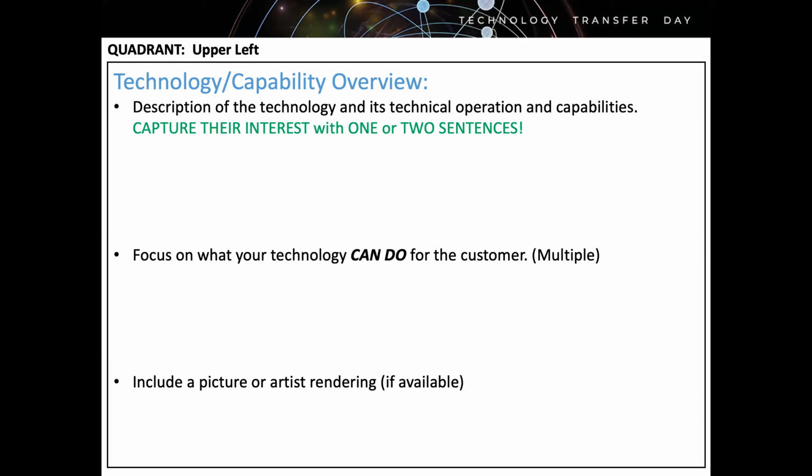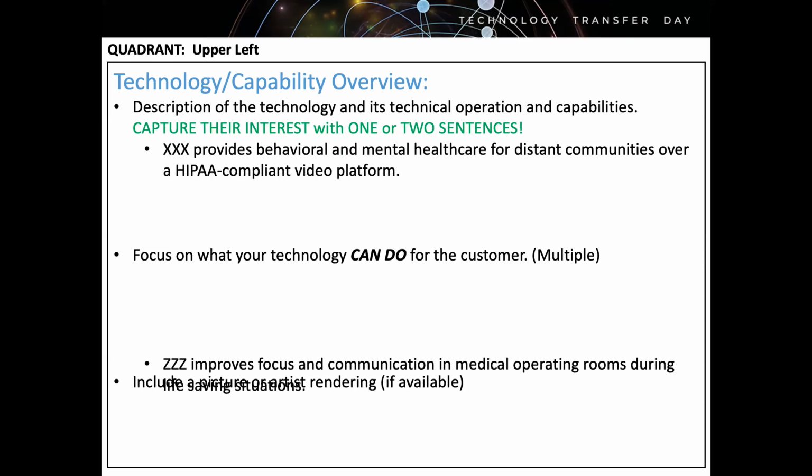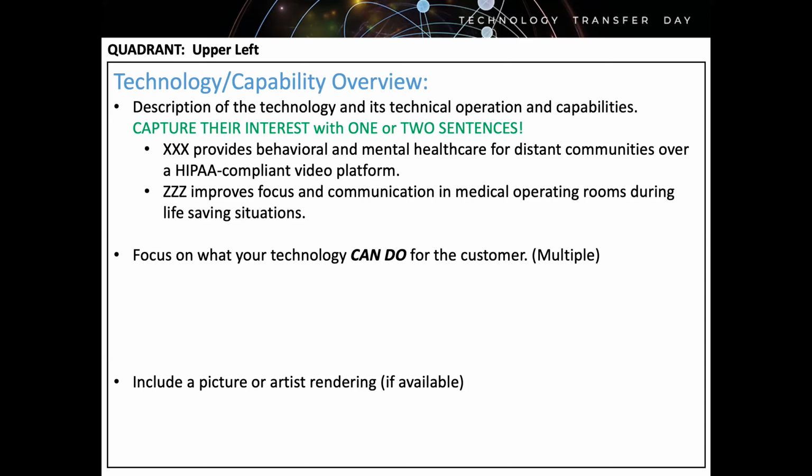So I have a couple of examples from past quad charts that I thought did a nice job. So we have Company X. They provide behavioral and mental health care for distant communities over a HIPAA-compliant video platform. I think that clearly states exactly what they do, who they do it for, and one of the benefits of their particular solution, which is that it's HIPAA compliant, and that would be important to this particular customer.